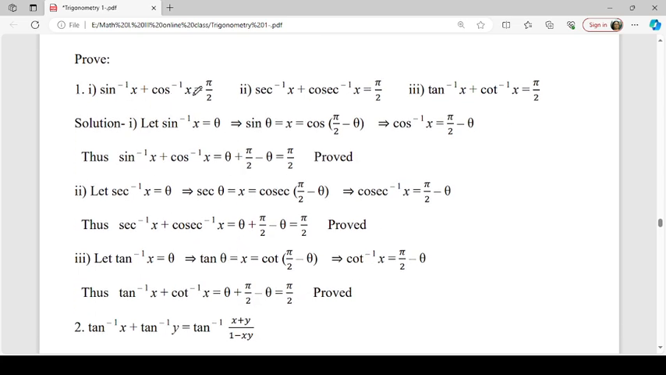Then sin inverse x plus cos inverse x is pi by 2, because sin theta is cos of pi by 2 minus theta, so cos inverse x is pi by 2 minus theta, so adding them we get pi by 2. Similarly, from this relation, sec of pi by 2 minus theta is cosec theta, so we get sec inverse x plus cosec inverse x is pi by 2. Then tan inverse x plus cot inverse x is pi by 2. Also we have tan inverse x as cot inverse of 1 by x, that is also one relation.